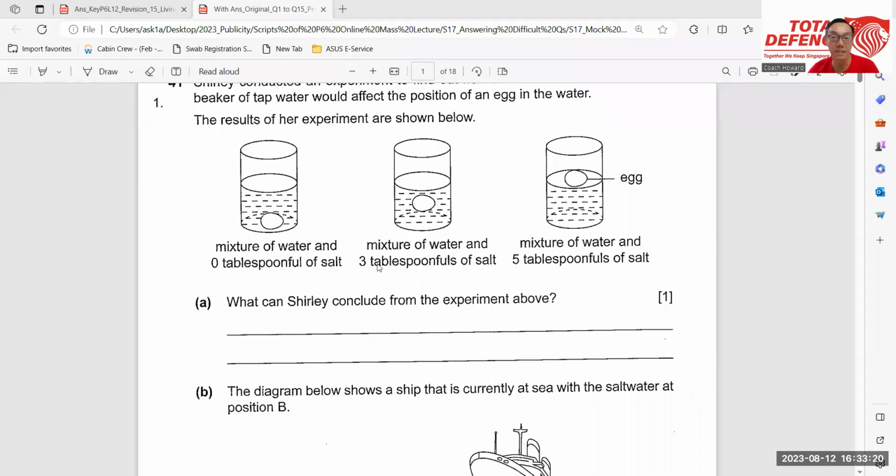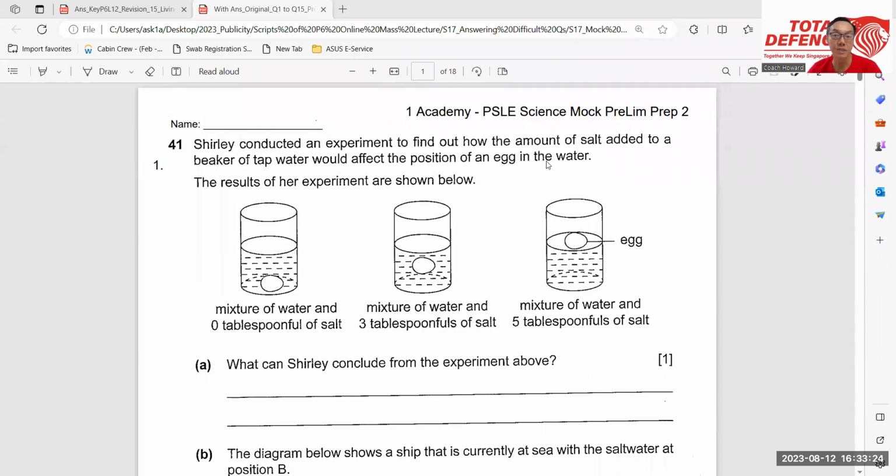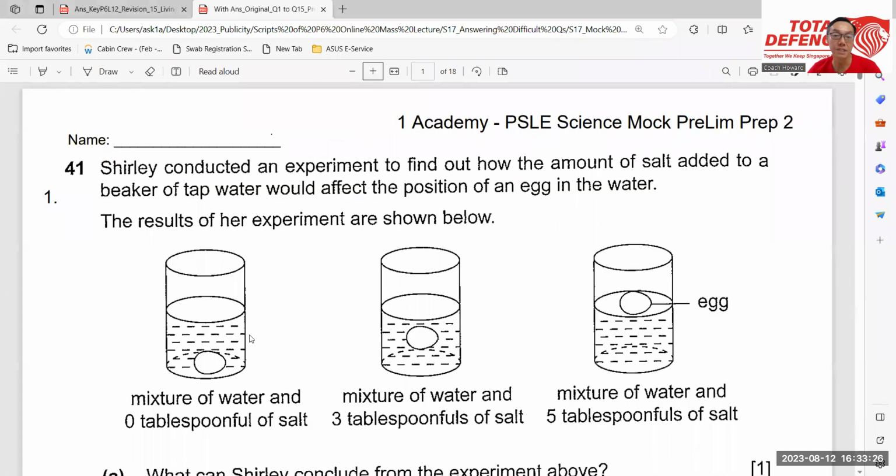So I would like to discuss these questions from different sources. First of all, this is quite an interesting question. You can see the egg, right? It's actually submerged. By the way, if you buy eggs and the egg floats on water, it's a rotten egg. So a good egg will sink.